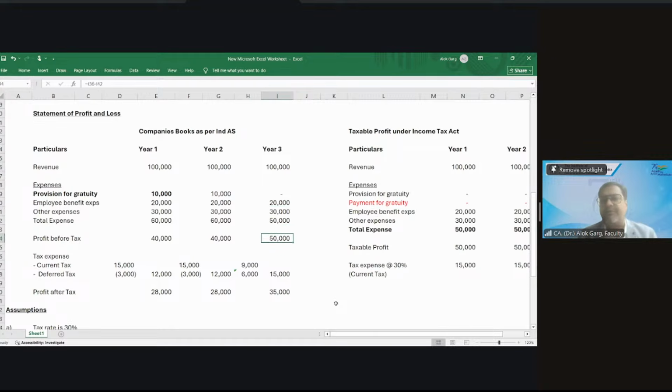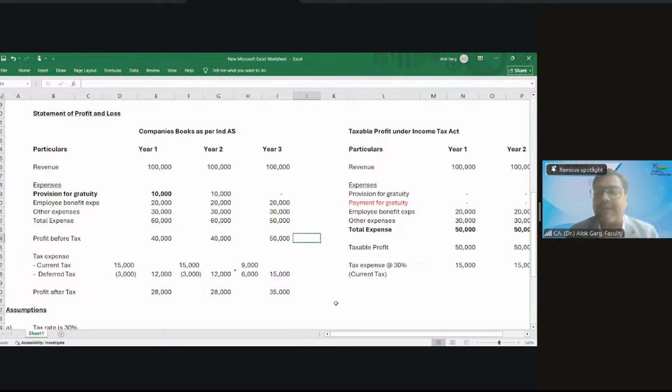Here you can see my profit before tax is 50,000 in the third year, whereas in year 1 and year 2, my profit before tax was 40,000 only. So I have taken more profit in year 3. First of all, you will calculate a normal current tax. You will calculate normal taxable profit. When we computed normal taxable profit, we got a tax expense of 9,000 rupees.